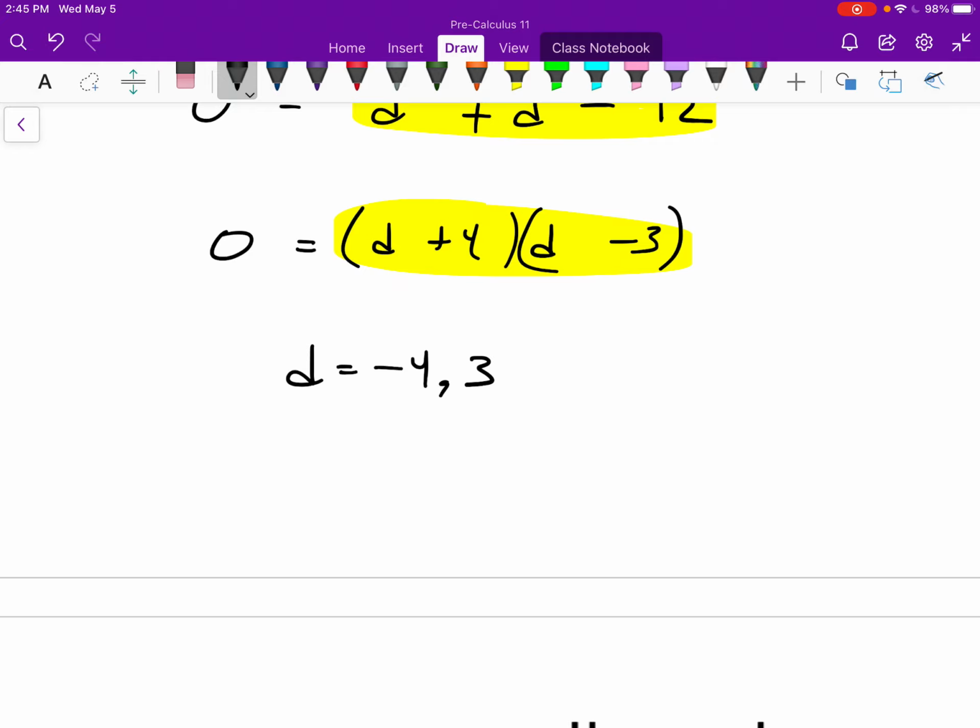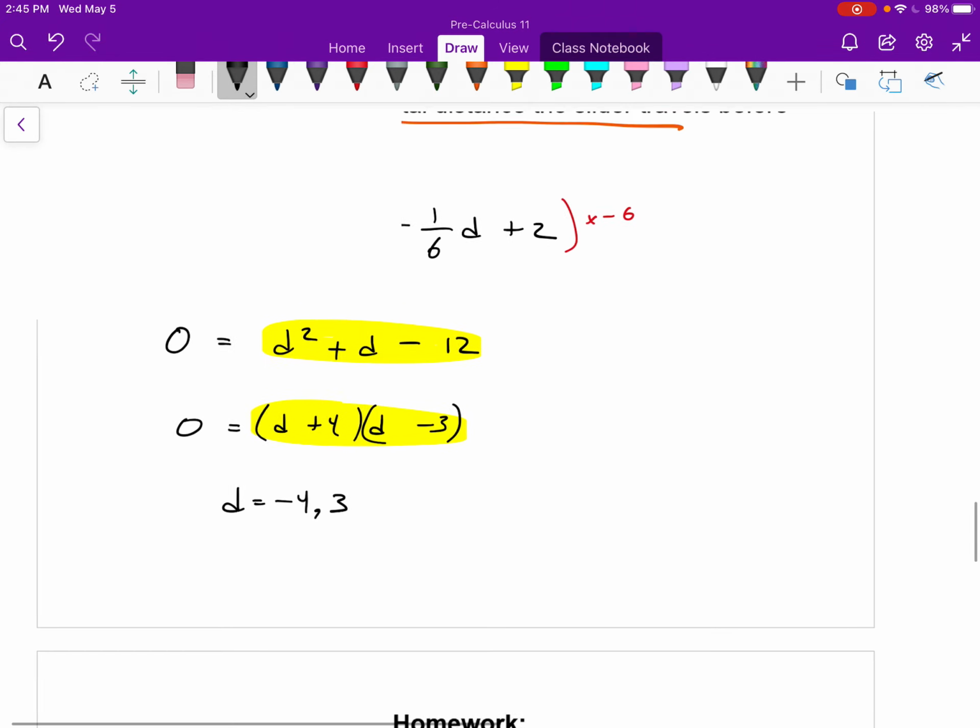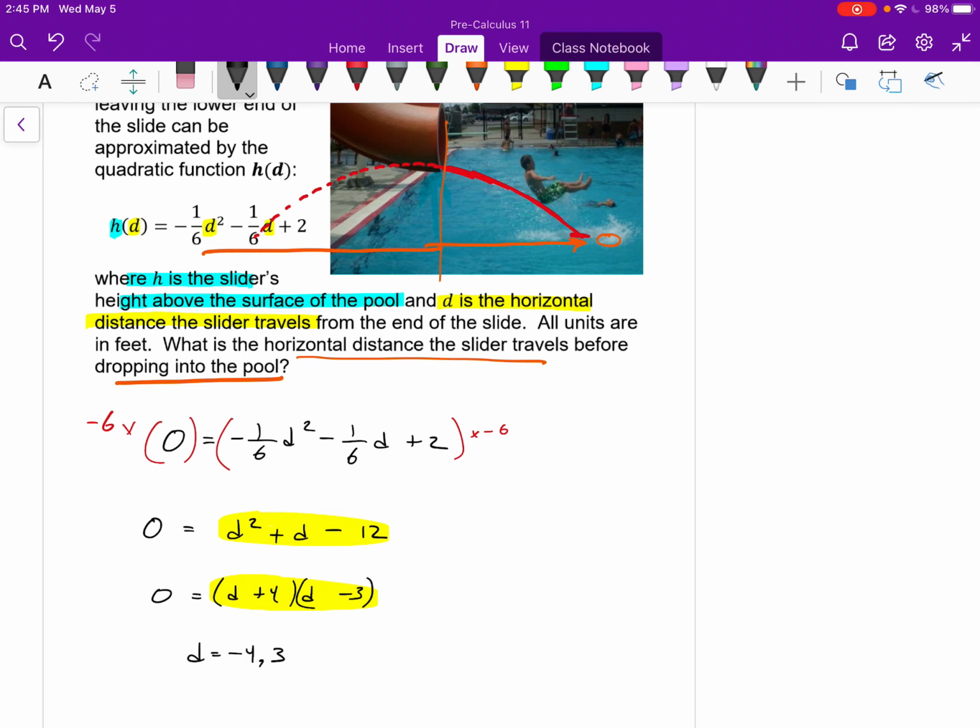Okay, but let's think about the context of this question. What does d stand for? d is the distance this person is traveling horizontally. In this case, the answer of -4 is not reasonable because that is representing this distance right here, which makes sense in terms of the parabola, but doesn't make sense in the context of this question. And so I reject that one. There's nothing algebraically wrong with the work I did, but in the context of the question, that negative answer doesn't make sense. All that does make sense is the 3, or 3 feet. I can now see this person traveled 3 feet horizontally before they hit the water.